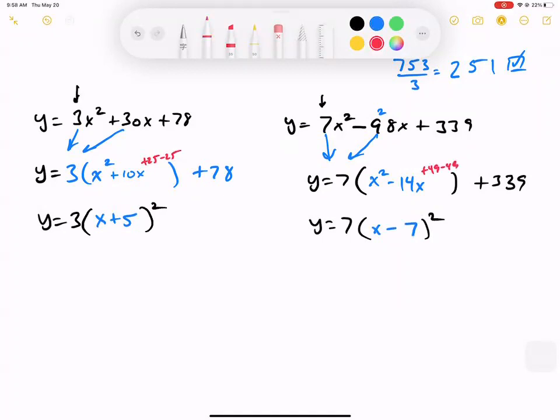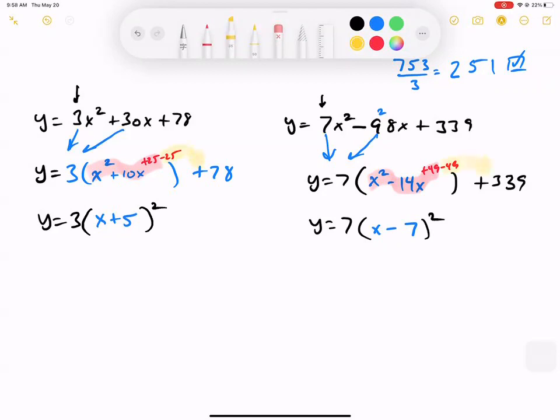So take a look. The process is exactly the same here for both these problems. We have our nice perfect square. I always like pointing that out. x squared plus 10x plus 25. Oh, that's a beautiful perfect square. x squared minus 14x plus 49. That's a nice perfect square. Perfect. Now we have to deal with our overspending, and these guys are going to have to hang out.